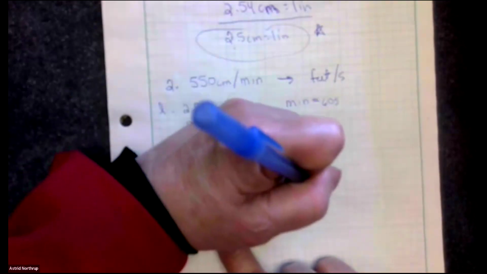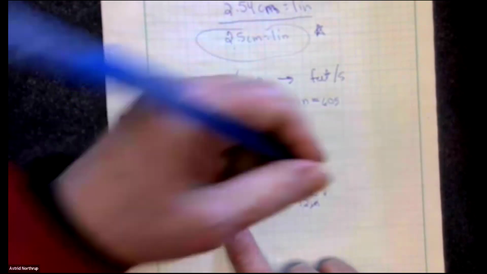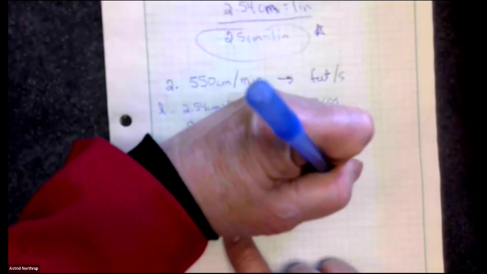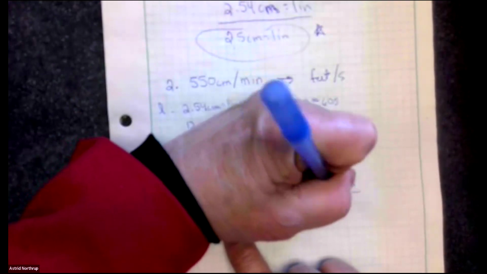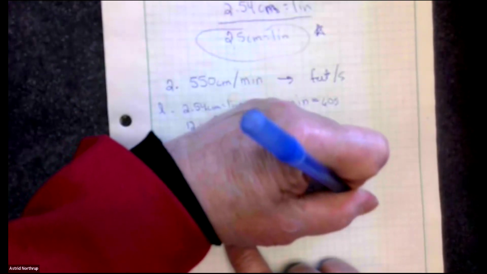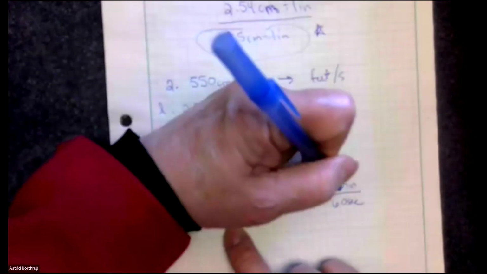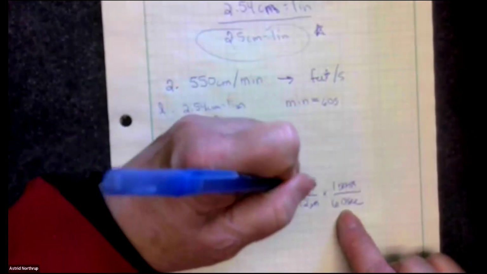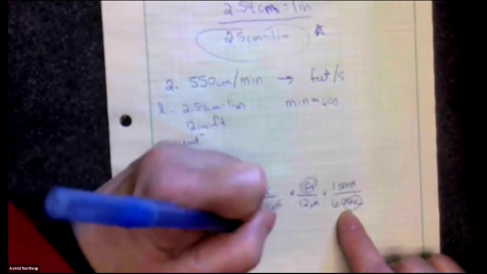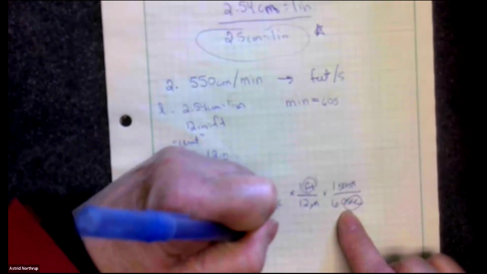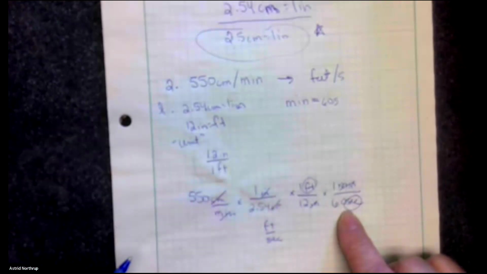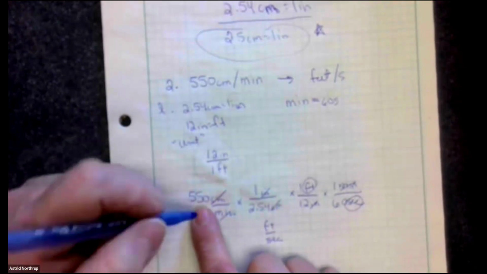1 minute is 60 seconds. Here, minute is in the denominator. So I put 1 minute in the numerator, divided by 60 seconds in the denominator. Minute cancels out, and you can see that what I'm left with in terms of units would be feet per second. All right, so numerically, what is the value?